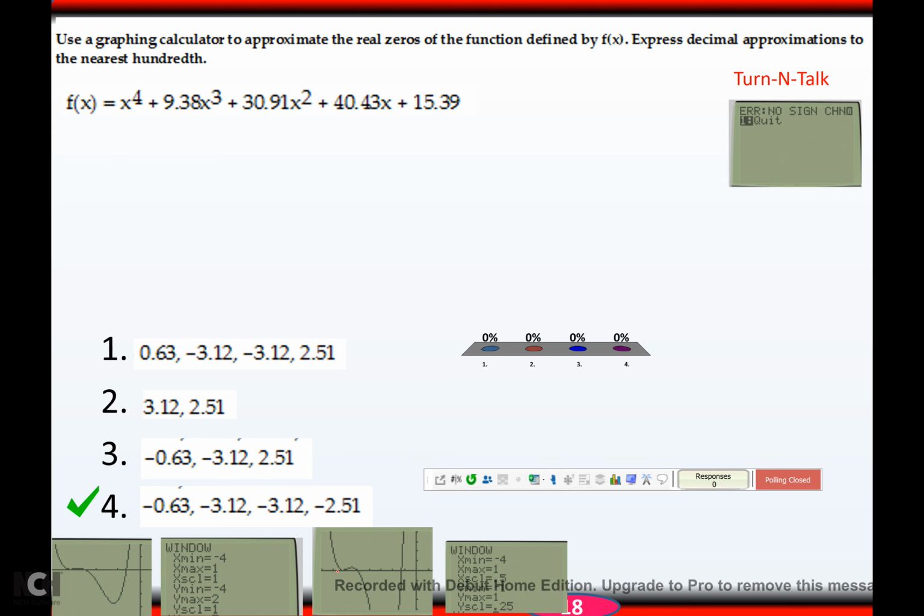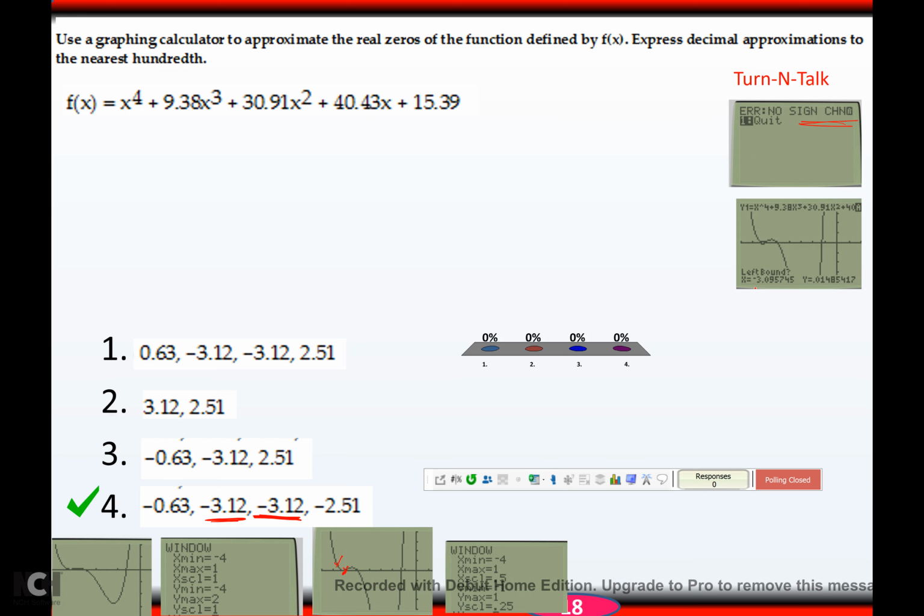Well, when I tried to do left bound, right bound on this one, I got an error, no sign change. What that means is, I can see that it actually touches there. It doesn't cross through, it's tangent, which means it has an even multiplicity. So if you notice, why are they listing this one twice? Well, you can't do the calculate zero because there was no sign change, but if you just use the trace function and get as close to that point as you possibly can, it's going to be pretty darn close to -3.12.